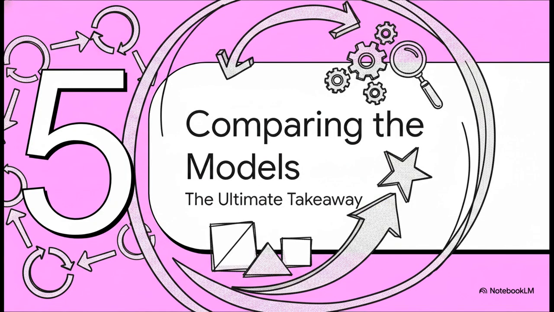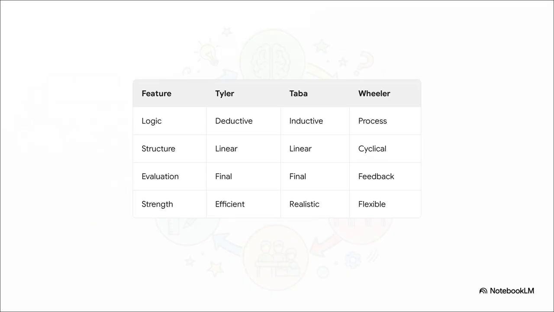Finally, Section 5, comparing the models, the ultimate takeaway. Let's pull everything together into one high-level wrap-up. Looking at the key features, we can easily synthesize how curriculum design has evolved. Structurally, Tyler and Taba were linear and sequential, but Wheeler brought us the continuous, process-oriented cycle. For the earlier models, evaluation was really just a final stage to check attainment, but for Wheeler, it became an essential feedback loop for improvement. Ultimately, Tyler gives you logic and efficiency, Taba gives you realism, but Wheeler gives you flexibility and situational relevance. He gives you a curriculum that actually adapts and survives.